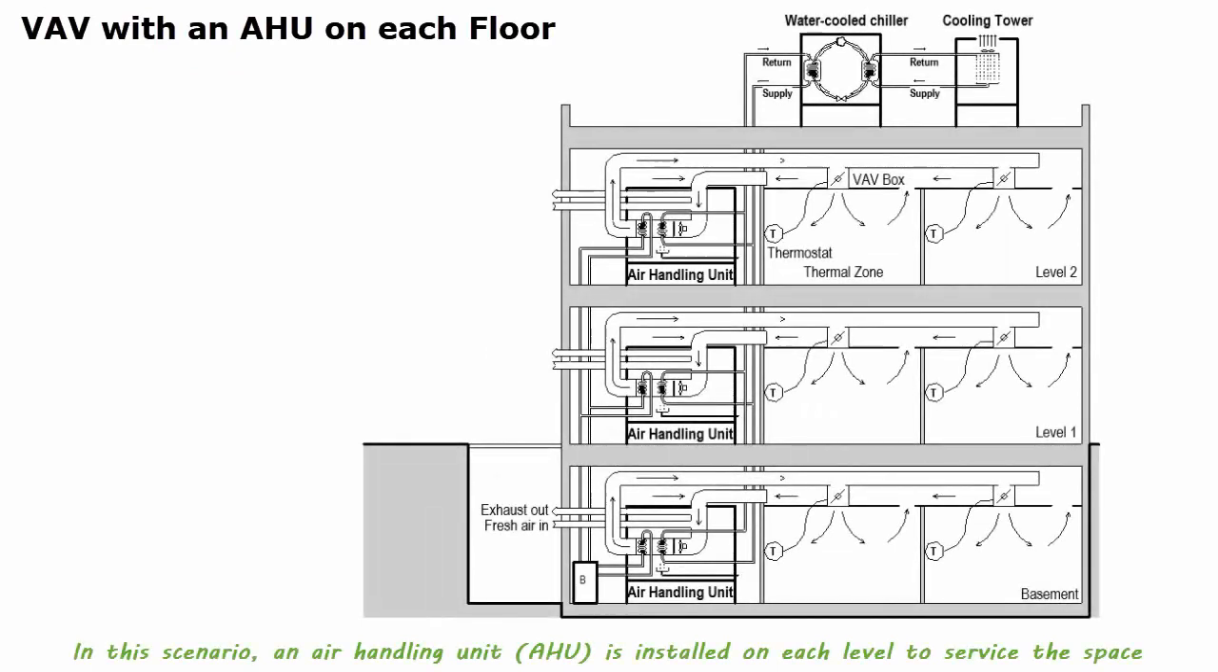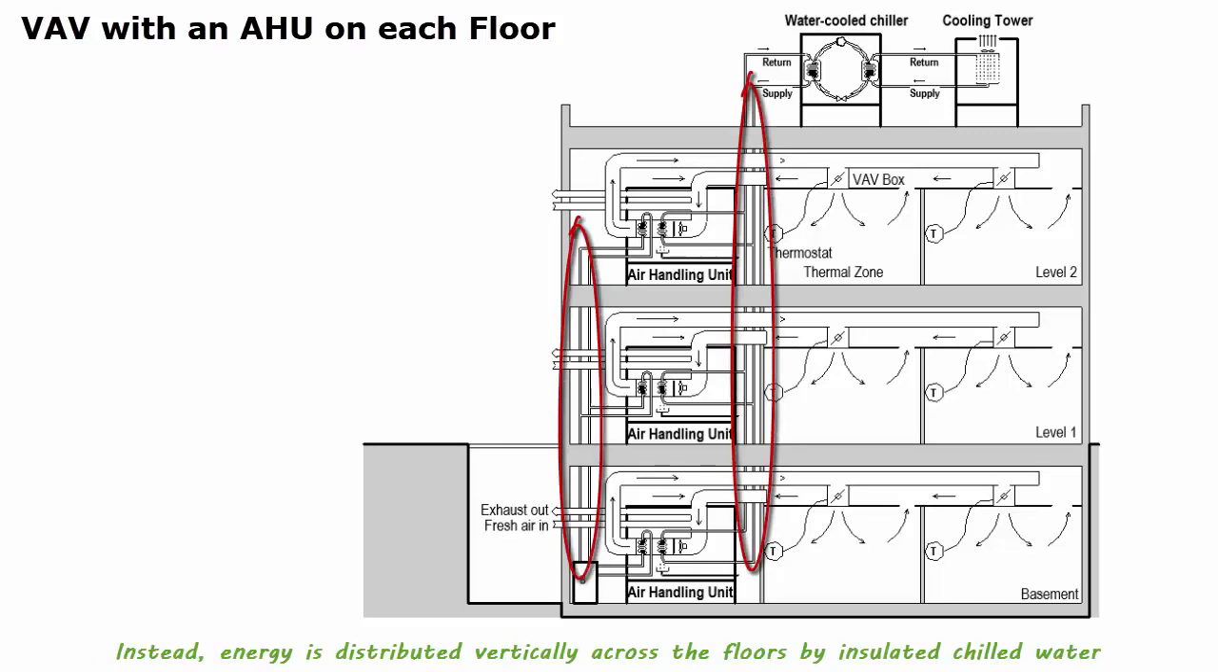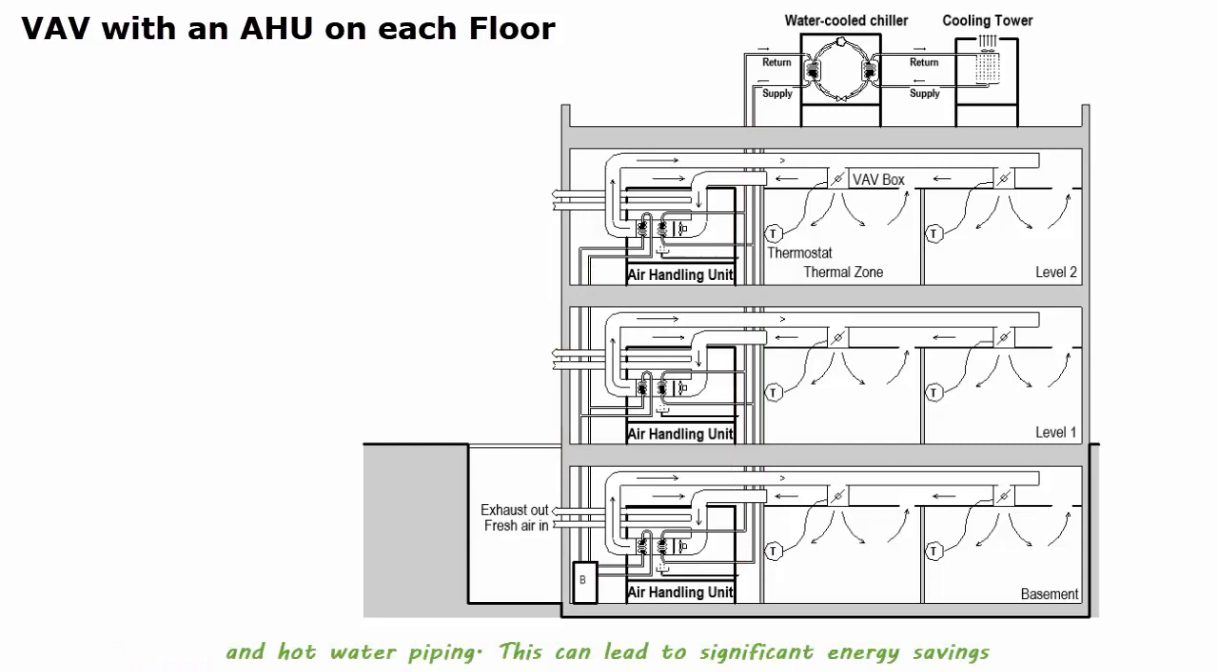In this scenario, an air handling unit is installed on each floor to service the space on that floor only. Vertical air supply and return ducts are eliminated in this scheme. Instead, energy is distributed vertically across the floors by insulated chilled water and hot water piping. This can lead to significant energy savings because water is more efficient than air to distribute energy.